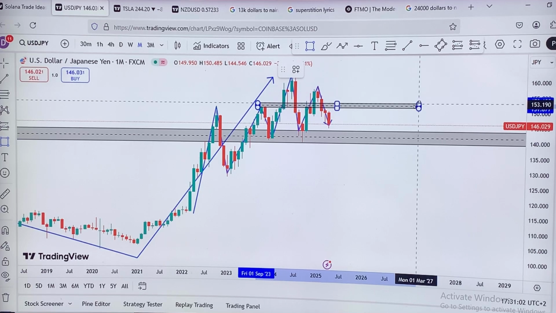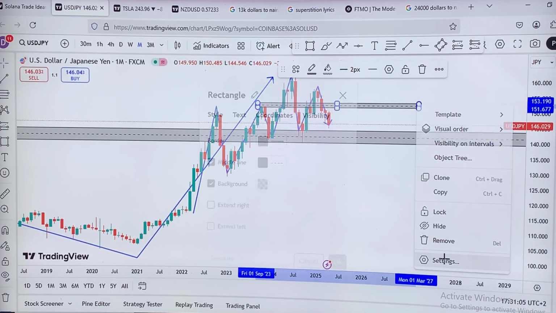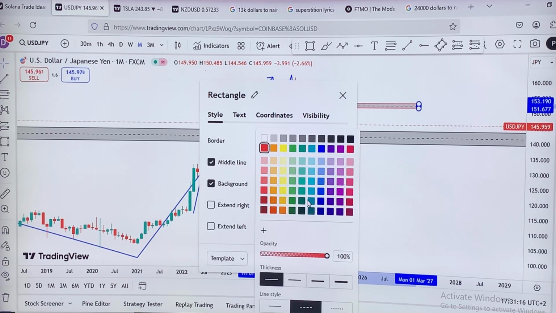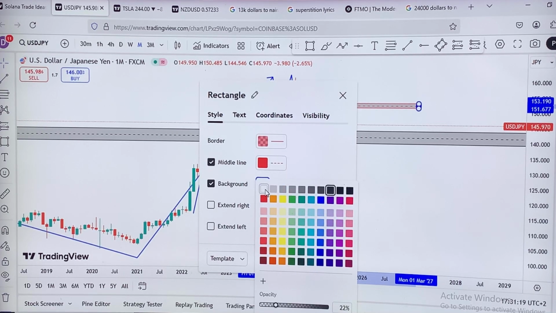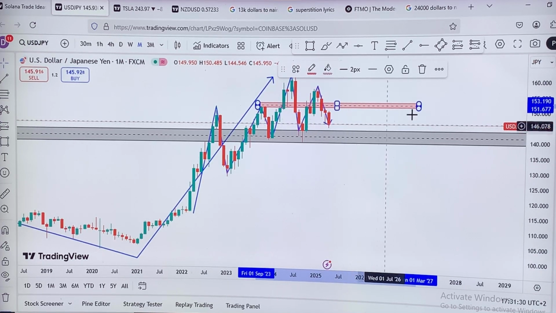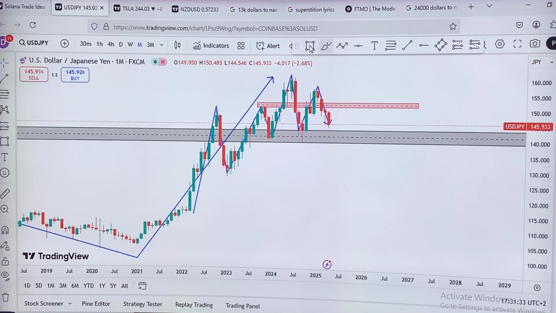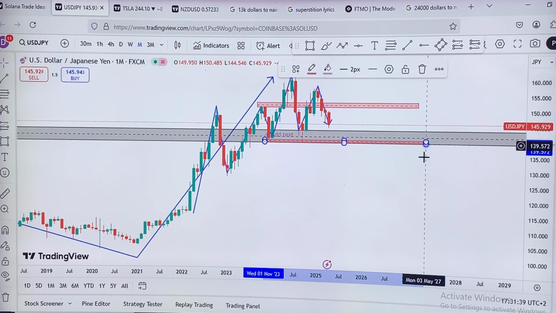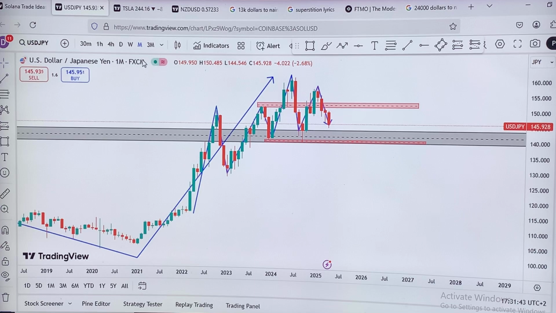So let's change this color. Let's make it red or orange. Orange. So here we go. So we've taken a high. Let's take a higher low. So here we go. Now we move down to the weekly time frame.